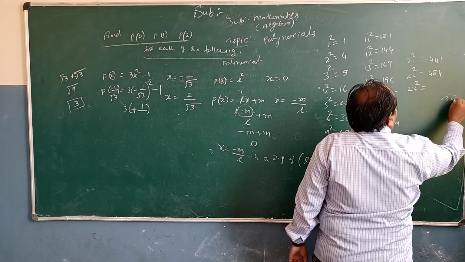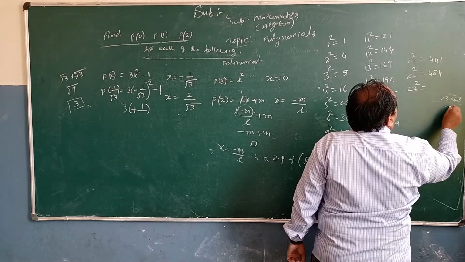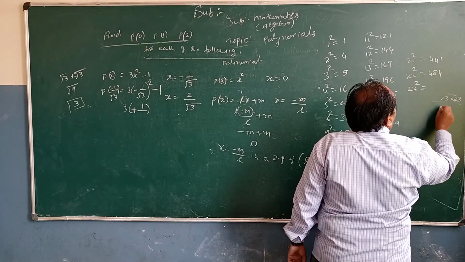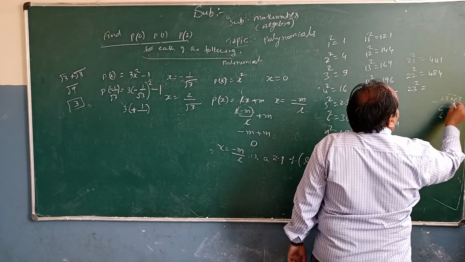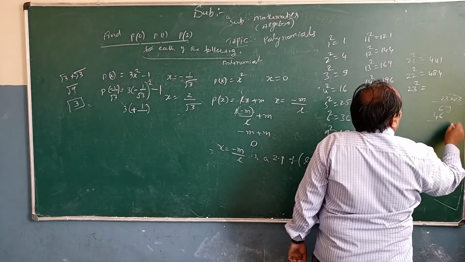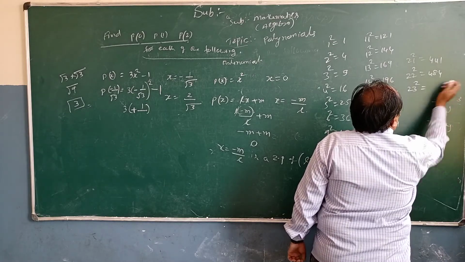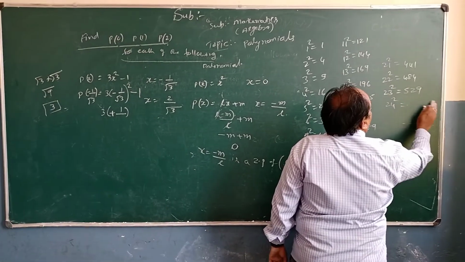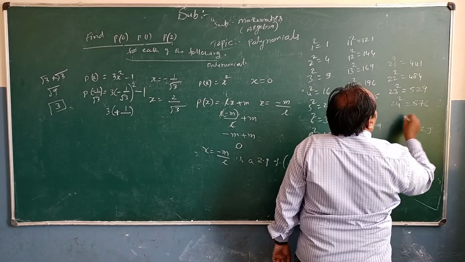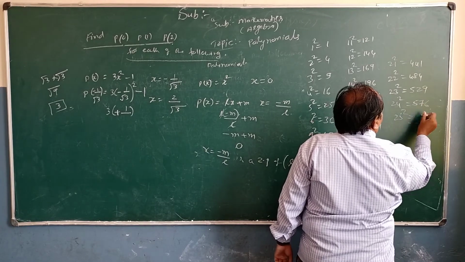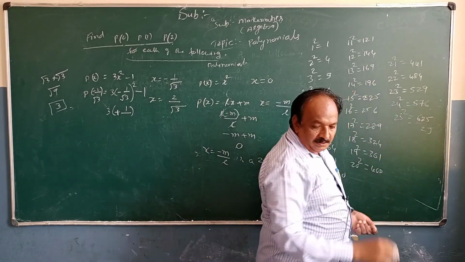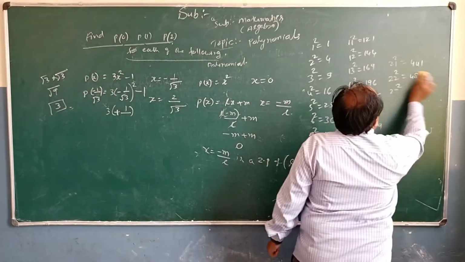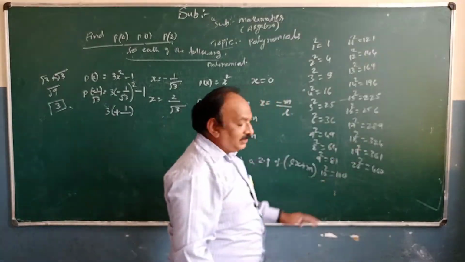23 into 23. 3 3s are 9, 3 2s are 6, 2 3s are 6, 2 2s are 4. 529. 24 square 576. 25 square 625. Up to this stage, there is no necessity of learning this. You learn only up to this stage.